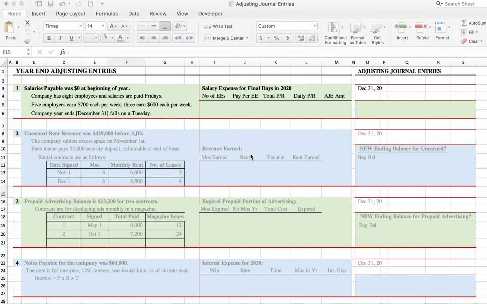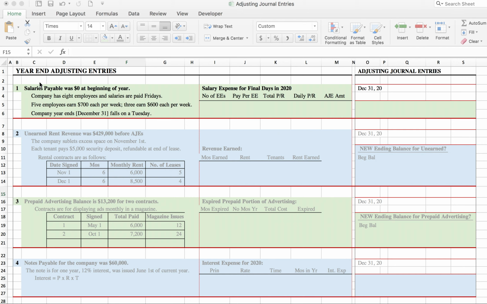Adjusting journal entries. These are some of the most important journal entries that are made within an accounting system. And so, in order to give you an overview of these, we'll be looking at several examples. There are 4 adjusting journal entries that we will look at together. Each one we will take in tandem.